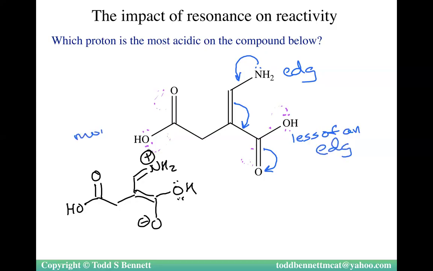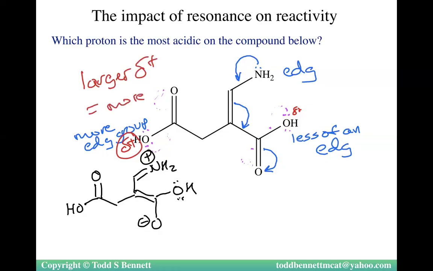This one is more of an electron donating group. As a consequence, if this is donating more, this lone pair is being donated more, it's going to make this H a bigger delta plus. If this one is donating less, then this one's going to make this H a smaller delta plus. So larger delta plus equals more acidic.